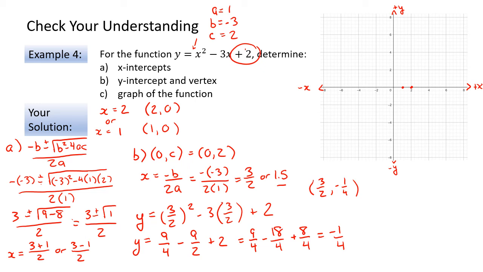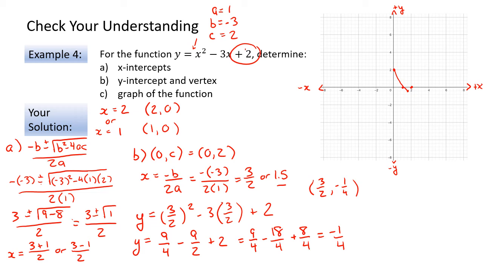For the y-intercept, we have 0 and 2. And for the vertex, what we have is 3 over 2, or 1.5, and negative 1/4. So 1.5 is going to be halfway in between these 2 points, and negative 1/4 puts us down here. So with those 3 coordinates, we can start drawing our parabola.